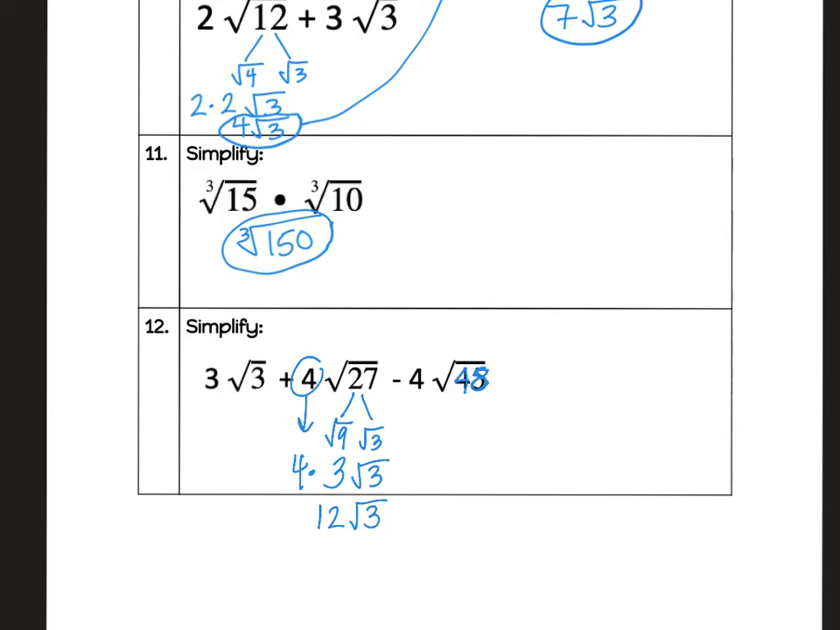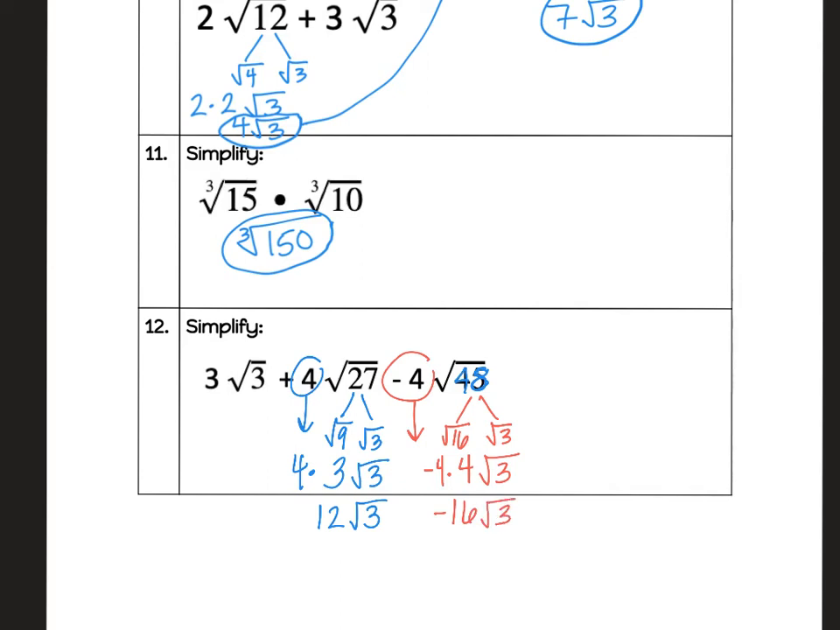All right, let's simplify that 48. So 48 can be divided by 16. 16 times 3 gives me 48. 16 is a perfect square, so when I take it out of the radical sign, it becomes 4. And the radical sign is 3. I'm going to bring this negative 4 down. Negative 4 times 4 gives me negative 16, and in the radical sign, I have 3.